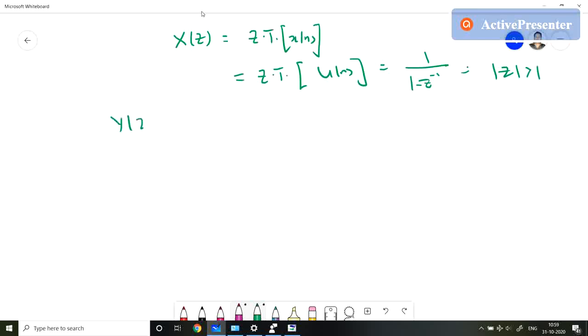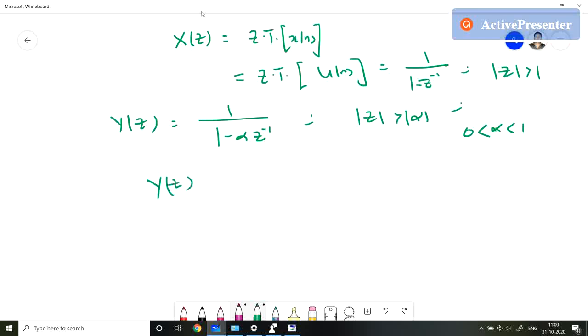And what is Y(z)? So H(z) is 1 divided by 1 minus alpha z inverse, and that ROC is modulus of z greater than modulus of alpha, and that alpha is a real quantity and the value is between 0 and 1. Now what is Y(z)? So this is X(z).